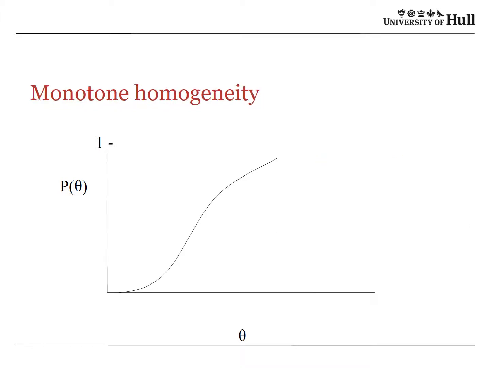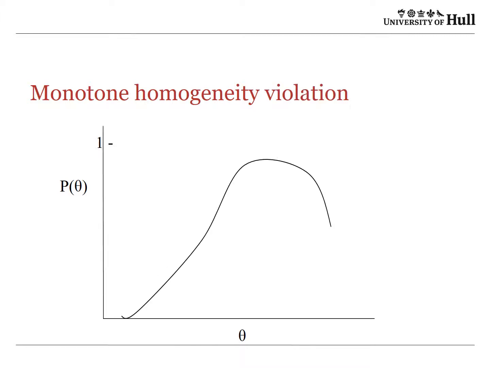This item shows monotone homogeneity. In other words, across the latent trait, the item characteristic curve continually increases. That's all that monotone homogeneity means. This item violates monotone homogeneity, and you can well imagine that if an item does this, it's no use because you can't interpret the score on the item.